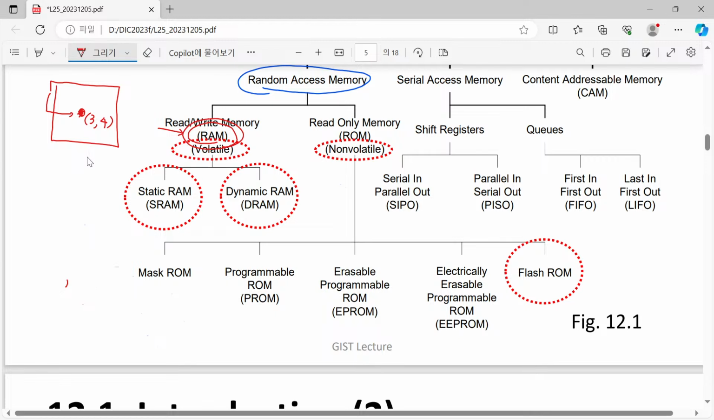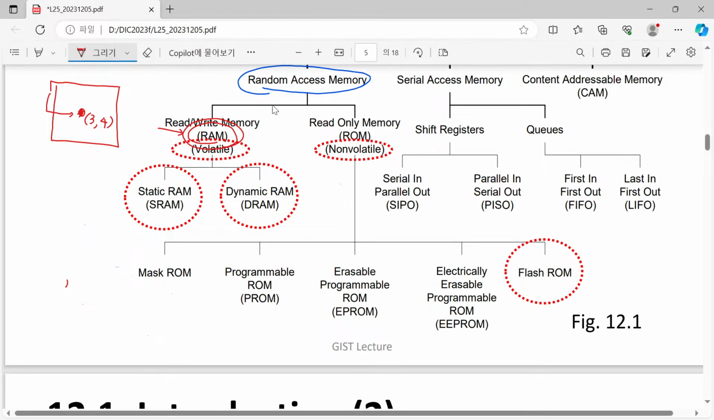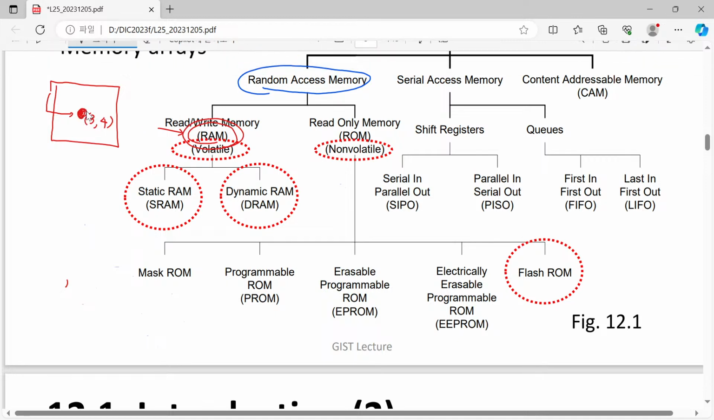However, in the case of any other memory device which is not called RAM, you don't have direct access to an individual component. So that is really difficult to do.